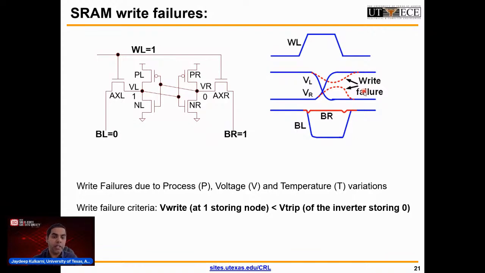However, due to PVT variations, the process, voltage and temperature variations, it may happen that the node which is storing one will not get pulled down below the switching threshold of the other side of the inverter, and we may not be able to flip the bit as expected. This results in a write failure event. So what is the write failure criterion? The write failure criterion for a 6T SRAM bit cell is that if the voltage at the node which was storing a one, where we want to write a zero, does not go below the trip point or the switching threshold of the other side of the inverter, that will potentially lead to a write failure scenario.